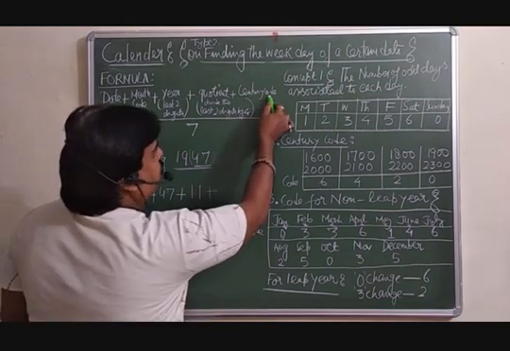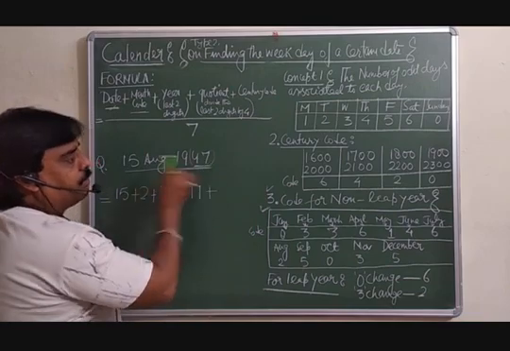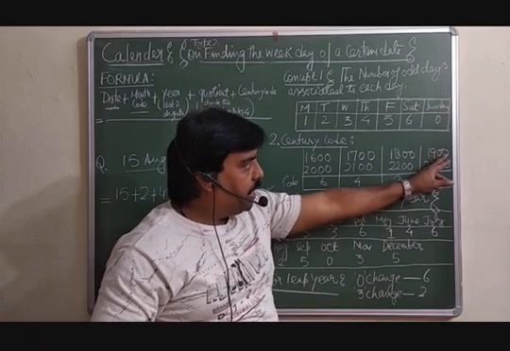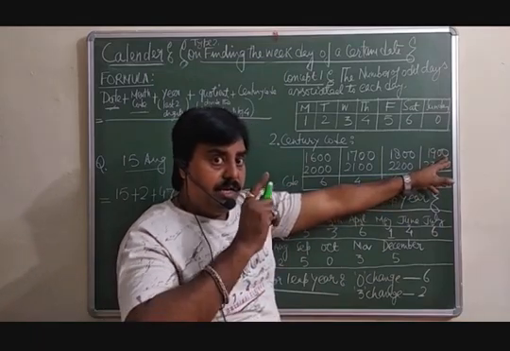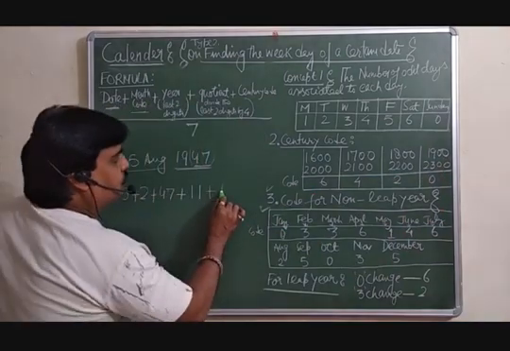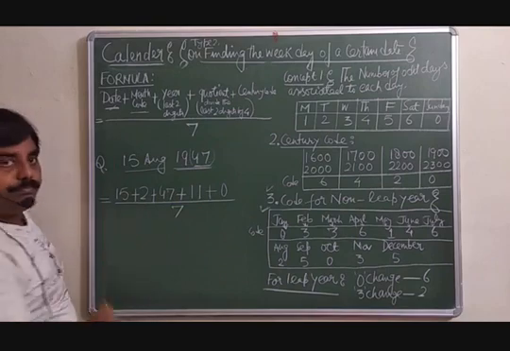Plus century code. Century code देखिए, this is 1947. तो 1947 कहाँ आ रहा है? Here. Because 1900 to 1999 it will be the 0. So your code is 0 here only. You are supposed to add all these and divide it by 7.